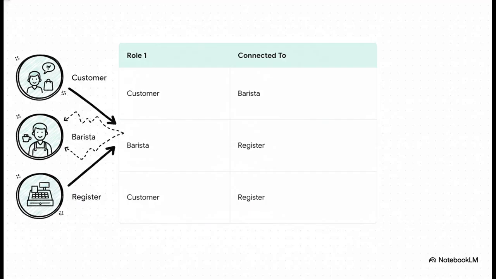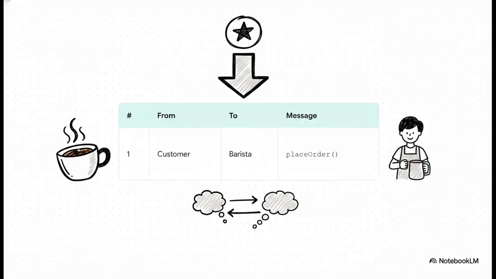So, step 1 is to just lay out our characters and draw the pathways, our connectors. See how the lines show that the customer can talk to the barista, the barista can talk to the register, and the customer can also talk to the register? The stage is set, but the show hasn't started yet. Okay, here we go. The interaction begins. The customer sends the very first message. You can see it's labeled with a 1. They place their order with the barista. This one action kicks off the whole collaboration.